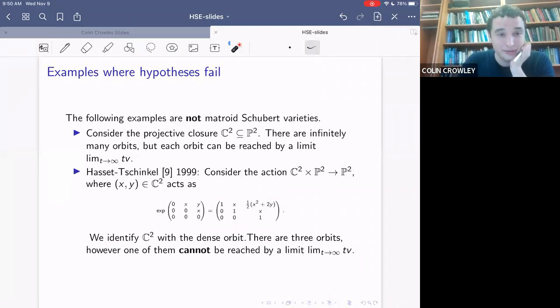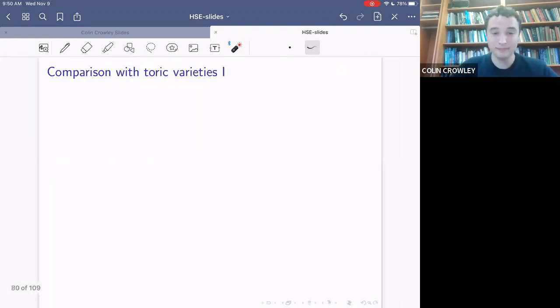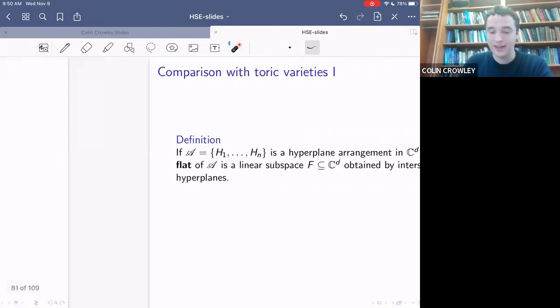Yeah, so this is an example that I'm sure you all know. For me, this was quite surprising that this exists. And okay, maybe let me spend the last few minutes comparing this correspondence to toric varieties. Yeah, so here's my comparison, and then that will probably be it.